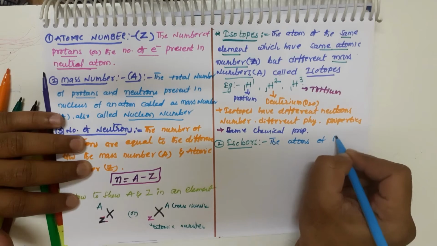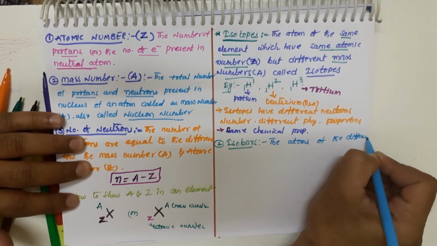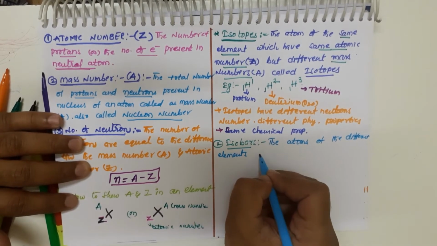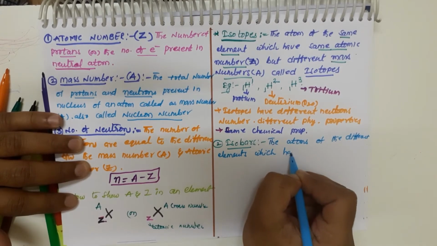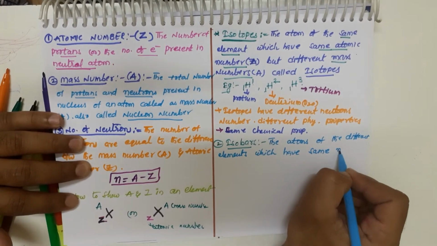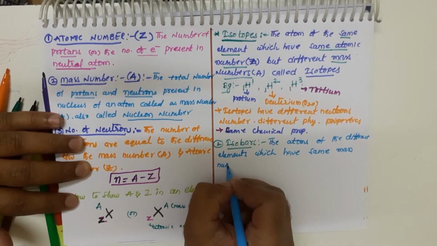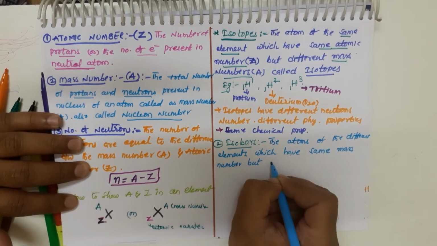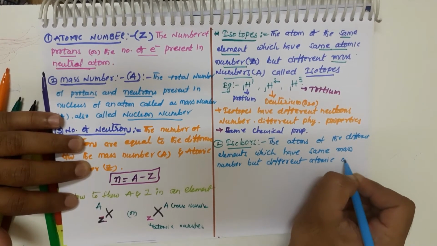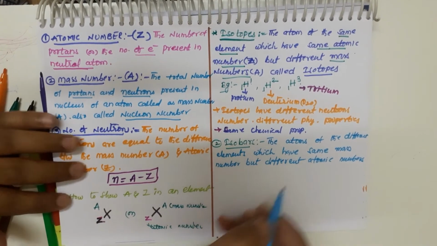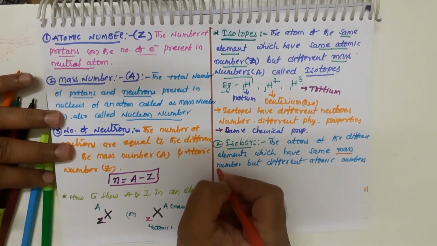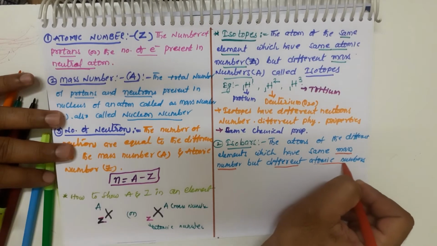The atoms of different elements which have the same mass number but different atomic numbers are called isobars. In isobars, what is the same, students? Mass number, that is A, is the same but the atomic number is different.